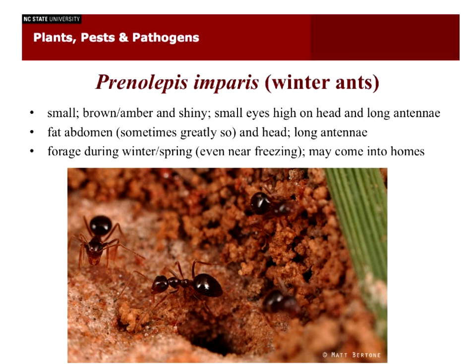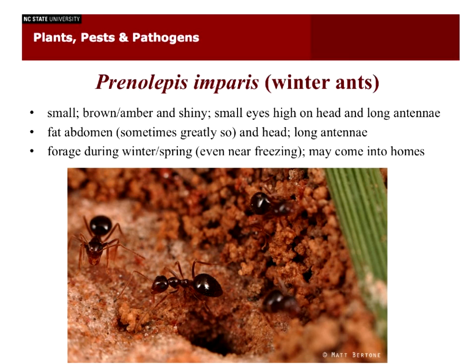Okay, and the last Formicinae we're going to talk about are the Prenolepis winter ants, sometimes called false honeypot ants, because they'll store large amounts of fat in their abdomen that makes them look like they're stored with honey. These are small, brown or amber, and shiny ants. They have very small eyes, I think, up high on their head, long antennae, and usually a very fat abdomen. To me, they look the most cartoonish of all the ants. They look like somebody was drawing a cartoon of an ant rather than some of the more typical ants.